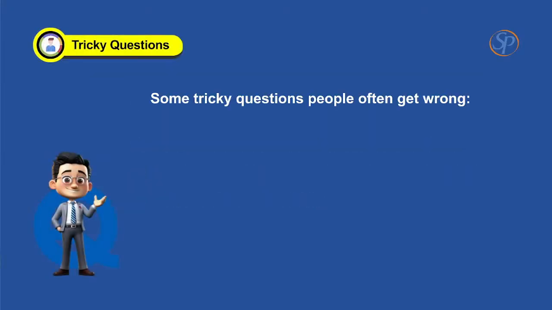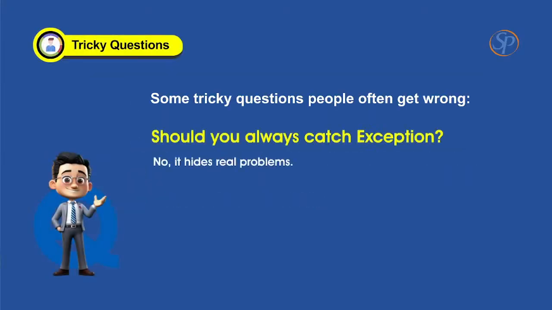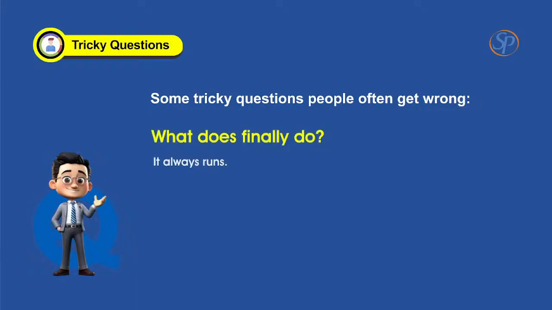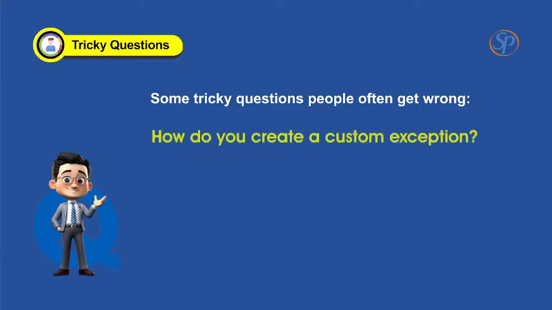Here are some tricky questions for you. Should you always catch exceptions? No, it hides the real problems. What does finally do? It always runs, even if an error happens. How do you create a custom exception? Create a class that inherits from Exception.